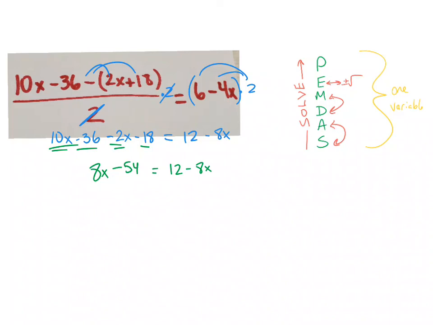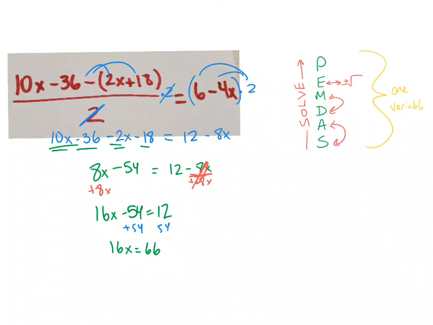Now I'm going to add 8x to both sides. The reason I added 8x is because I picked this minus 8x, since that's smaller than positive 8x. I want that to cancel. It doesn't cancel on this side. It ends up with 16x minus 54 equals 12. Now I've got to get rid of subtraction, so I add 54 to both sides. So I end up with 16x equals 66.